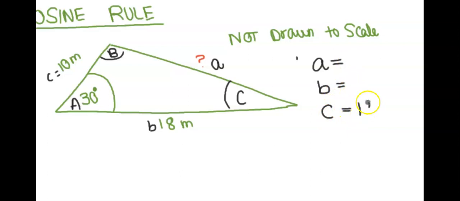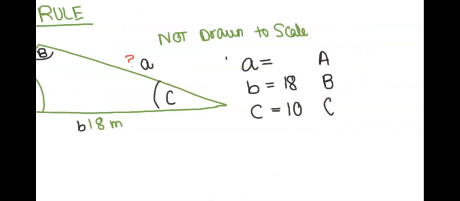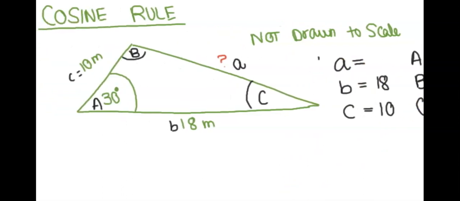The C is 10 meters, everything is in meters, and B is 18 meters. And then I write the uppercase A, uppercase B, uppercase C. From there, I only got the uppercase A, which is 30 degrees. Once I got all the data, I can find anything, but the question is just asking me to find this length. So I need to find this length.